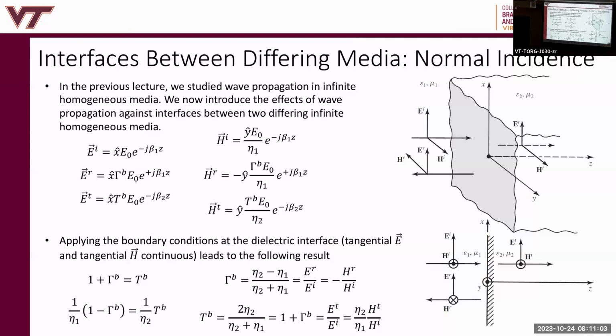So 1 plus gamma b equals T b. The transmission coefficient is equal to 1 plus the reflection coefficient. This gamma is the reflection coefficient, and this capital T is the transmission coefficient. The superscript b means at the boundary, because you can also reference a reflection coefficient some distance away from the interface. If I know the reflection coefficient here, I can also write it over there, by including a couple of exponential terms. We'll see that.